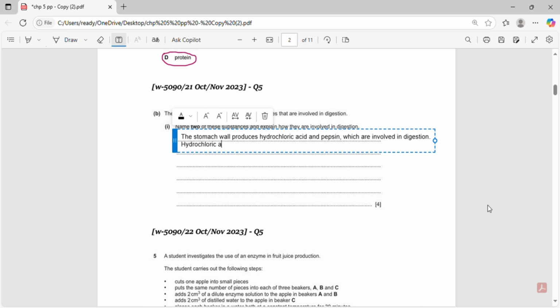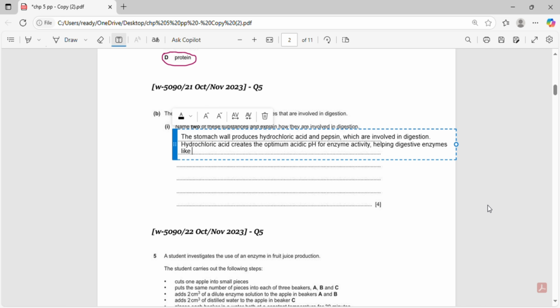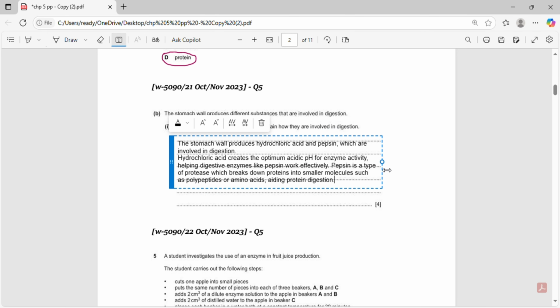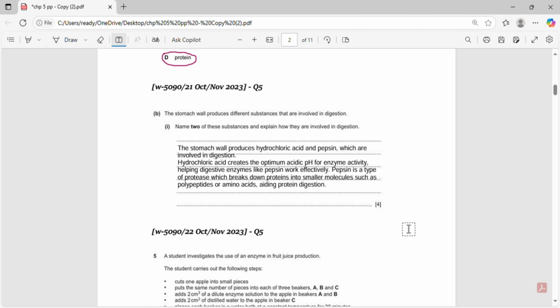Hydrochloric acid helps by creating the ideal acidic environment for enzymes to function properly. It provides the optimum pH for digestive enzymes like pepsin to work effectively. Pepsin, which is a protease enzyme, breaks down proteins into smaller molecules like polypeptides or amino acids, which is an essential step in protein digestion. So overall, both hydrochloric acid and pepsin play a crucial role in breaking down food inside the stomach.